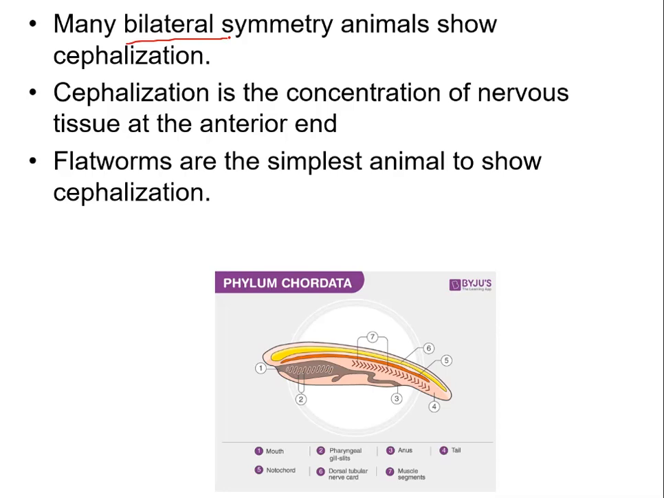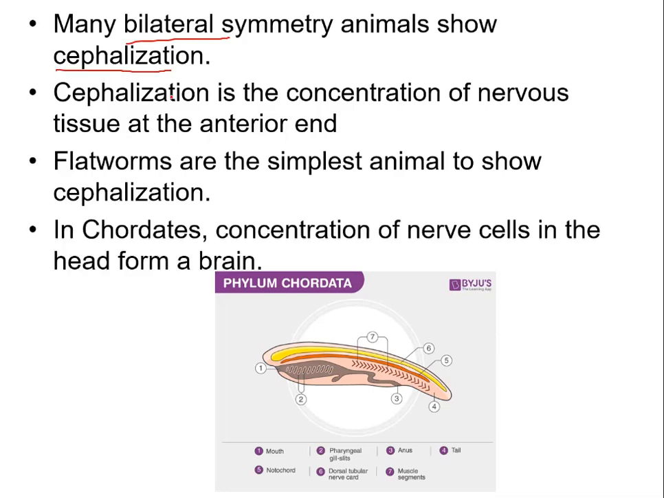Many bilateral symmetry animals show cephalization. What is cephalization? Cephalization is the concentration of nervous tissue at the anterior end, or we call it the head region. So the flatworm is the simplest animal to show cephalization. Maknanya flatworm ialah serendah-rendah animal phylum that show cephalization, or which concentration of nervous tissue.